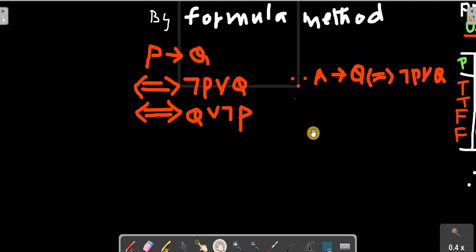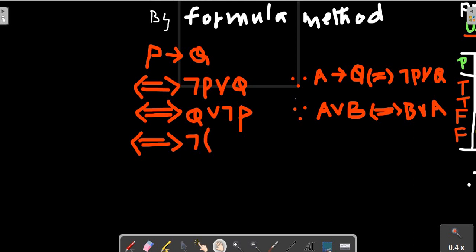How? By commutative rule. By commutative rule it is possible to make that. What the commutative rule says is A or B is equivalent to B or A. This is called commutative law. This is true for AND also, but here we are using OR. So negation P or Q would be exactly equal to Q or negation P. Okay, right. So this is exactly equivalent to the negation of negation Q or negation P.